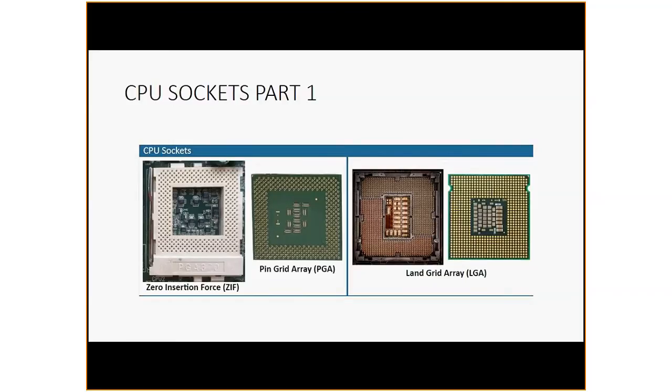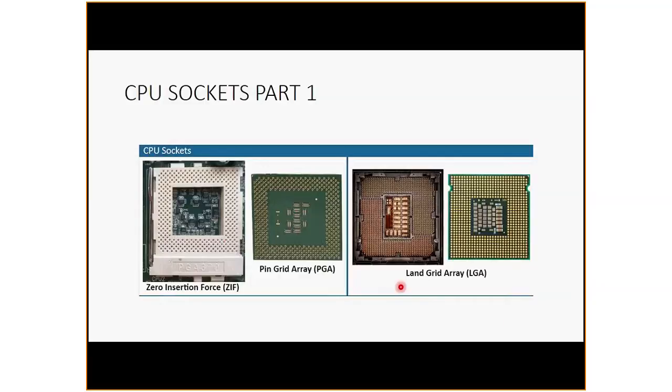So if you look, I have CPU sockets part 1. The first here is a zero insertion force. This is the pin grid array. So back in the day when Intel created the pin grid array and the zero insertion force ZIF socket, a lot of the processors it would be hard to basically remove from the ZIF socket, because due to heat and the compression, you will basically destroy the CPU trying to remove it out of this slot or socket.